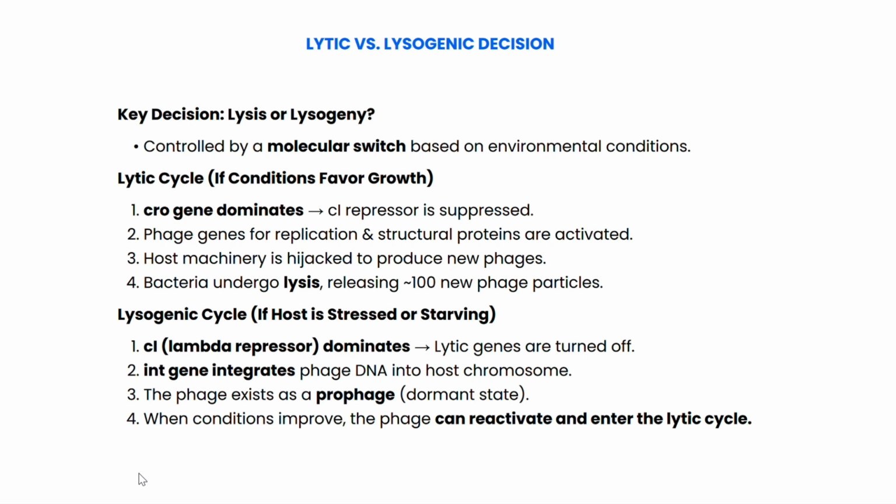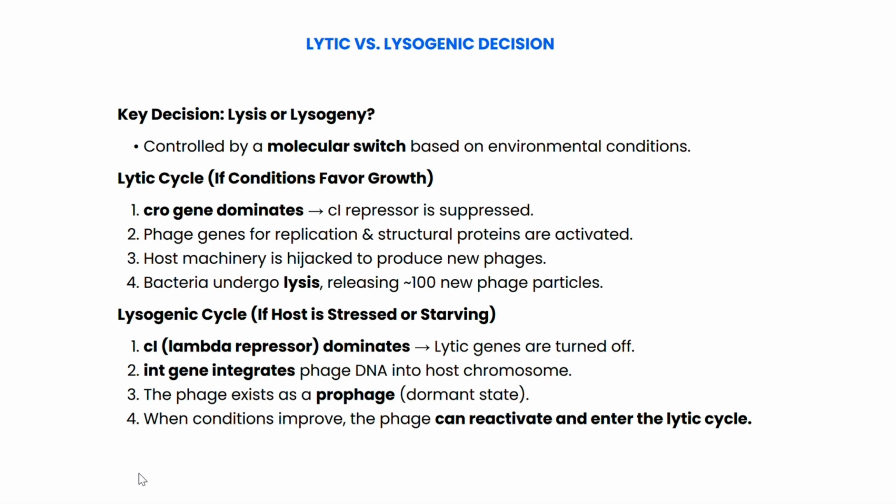to infect other bacteria. On the other hand, if the bacterial cell is under stress, like nutrient starvation or DNA damage, the phage takes a safer route. Instead of killing the host, it integrates into the bacterial genome and remains dormant as a prophage. This is called the lysogenic cycle, and it allows the phage to hide inside the bacterial DNA until the conditions improve. The decision is controlled by a genetic battle between two key regulatory proteins.